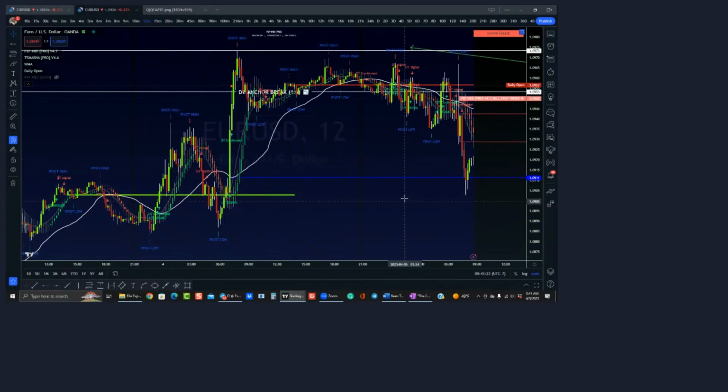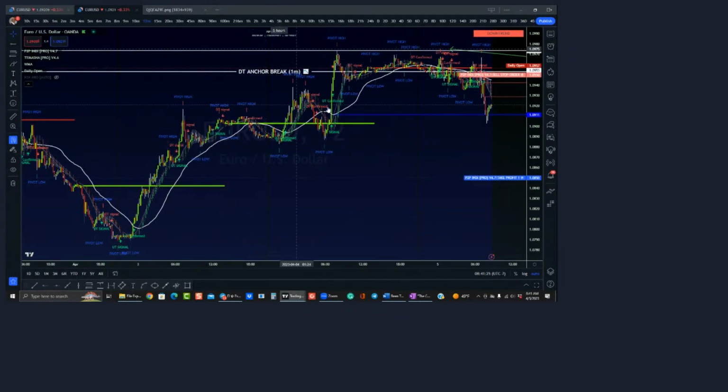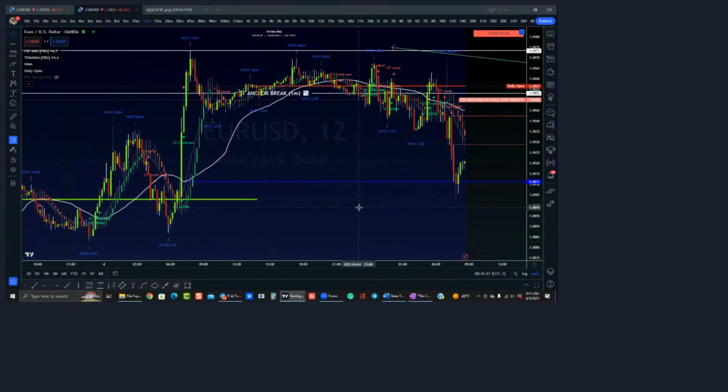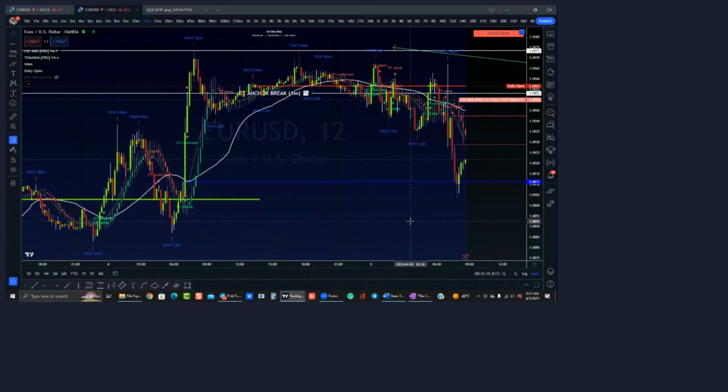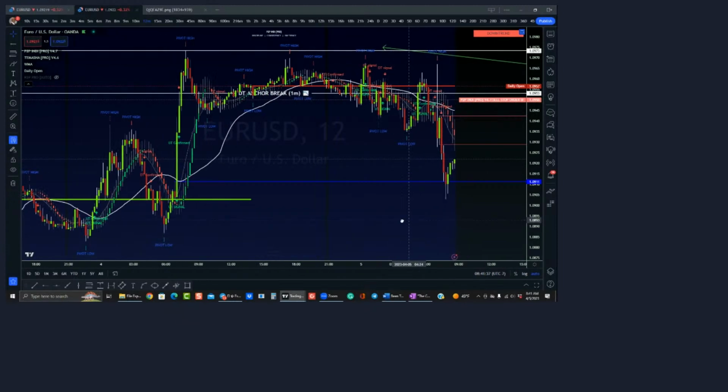How do you know which way it's going unless you back up, look at a bigger picture, and do technical analysis to see which way it's going? You don't know which way it's going from here. So people just basically gamble when they trade. So we're not doing that here on this stream.